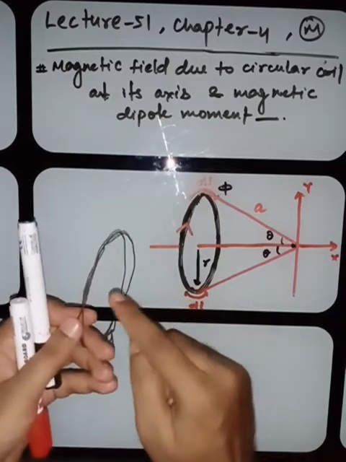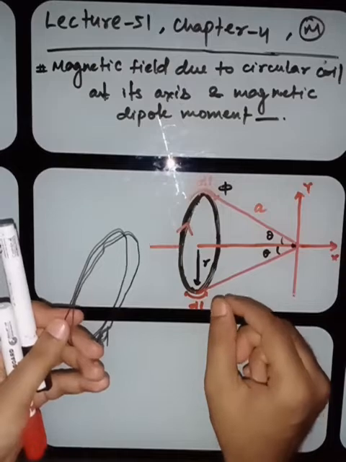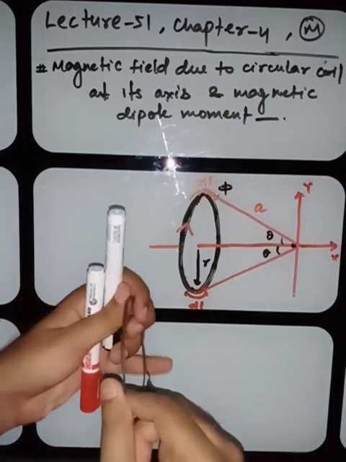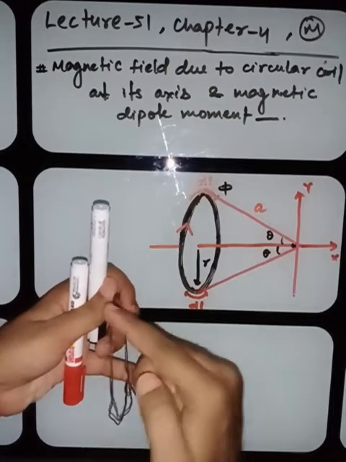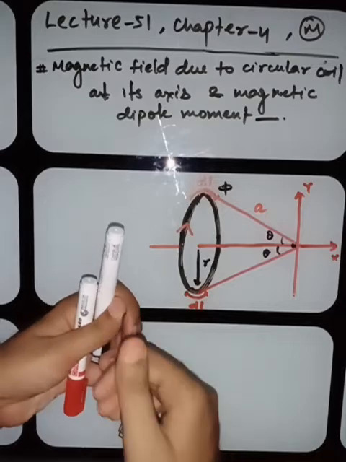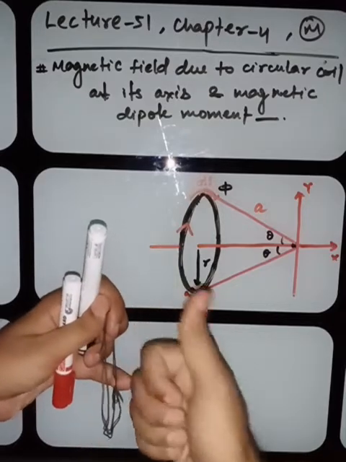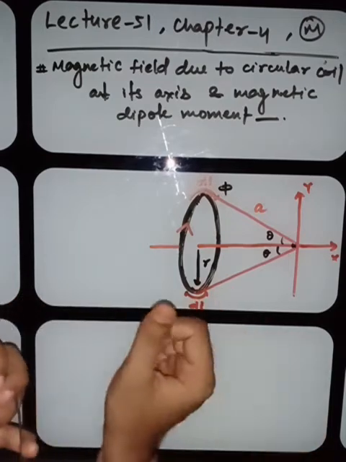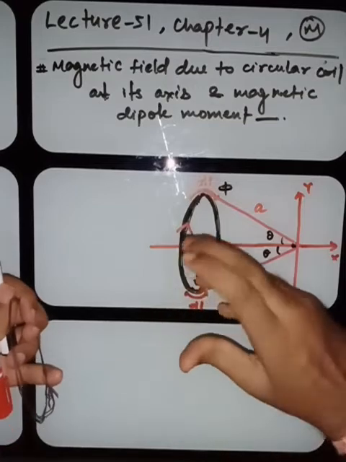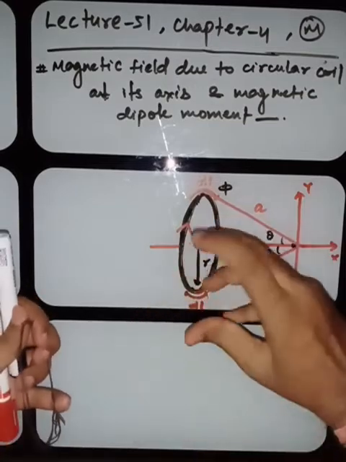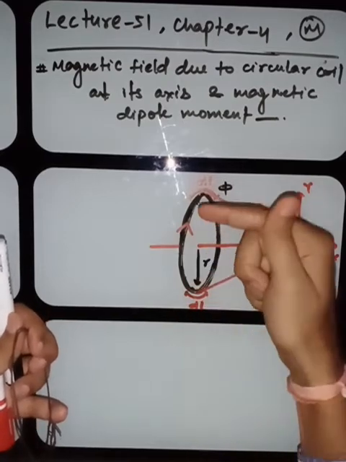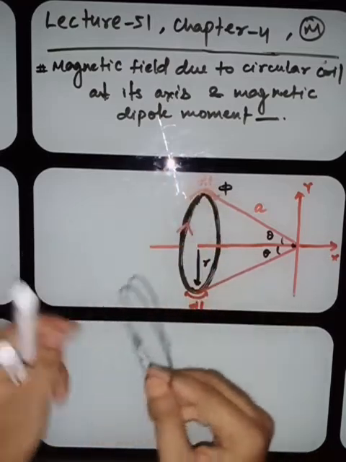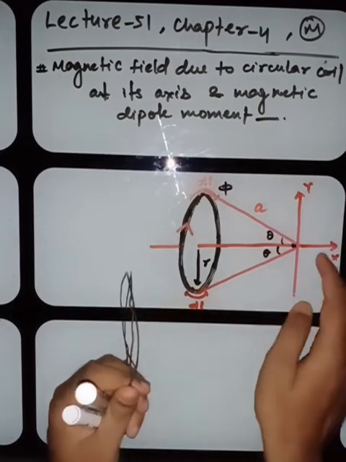You have to find the magnetic field at the axis here, so you will hold the conductor in this way. You have to find the magnetic field due to this current. The current is moving in this direction, and you will try to find out the magnetic field at this end. Since the current is going this way, you will hold this conductor and find the magnetic field due to this one.